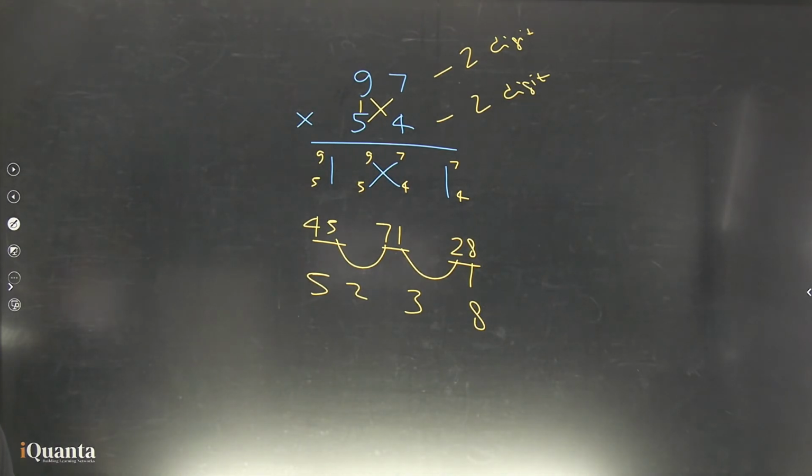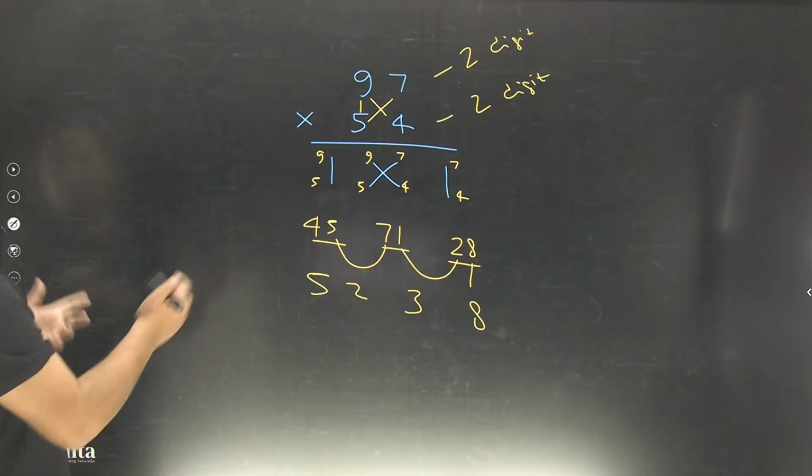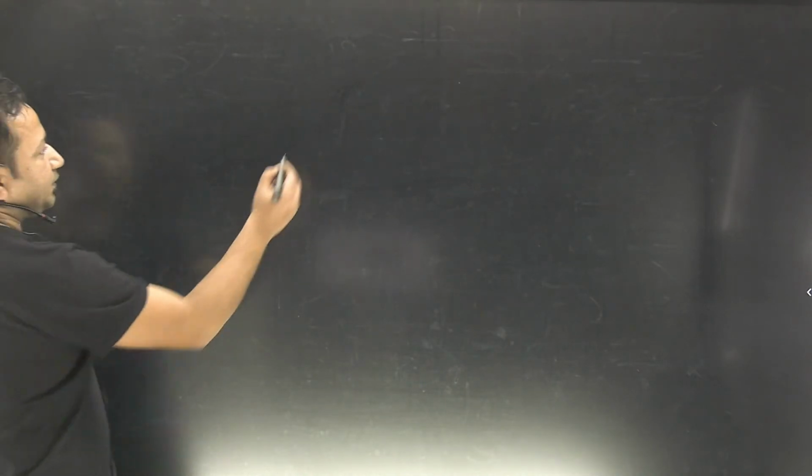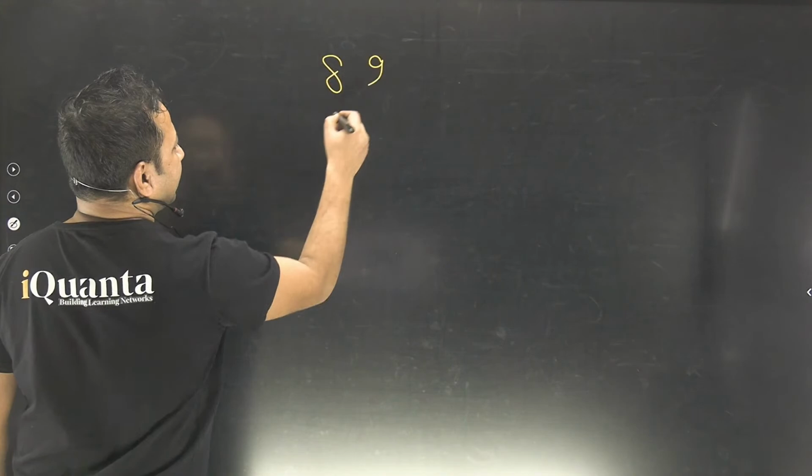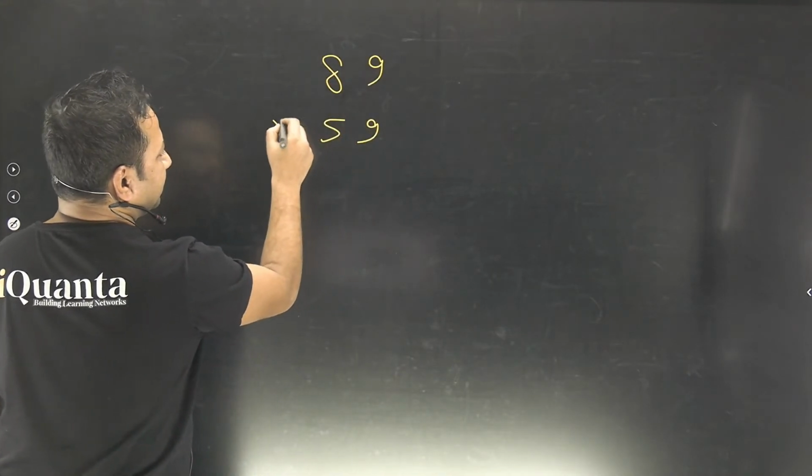Clear? Great. Akhilesh says, let us do 89 and 59. Let us do that also. 89 and 59. All right.